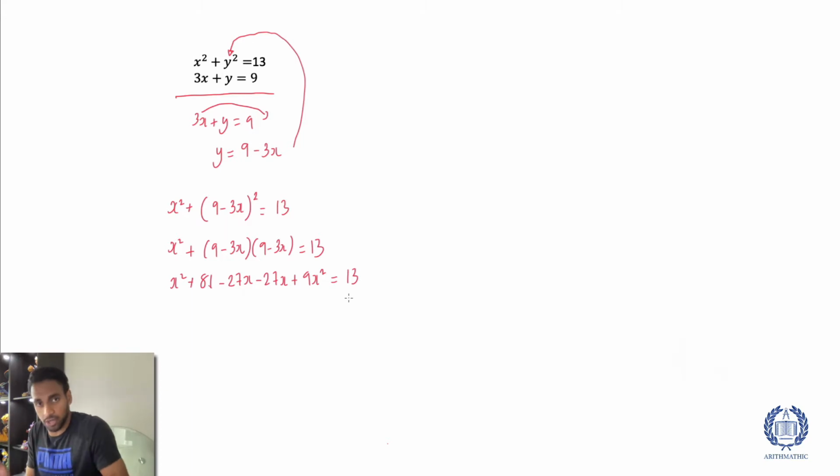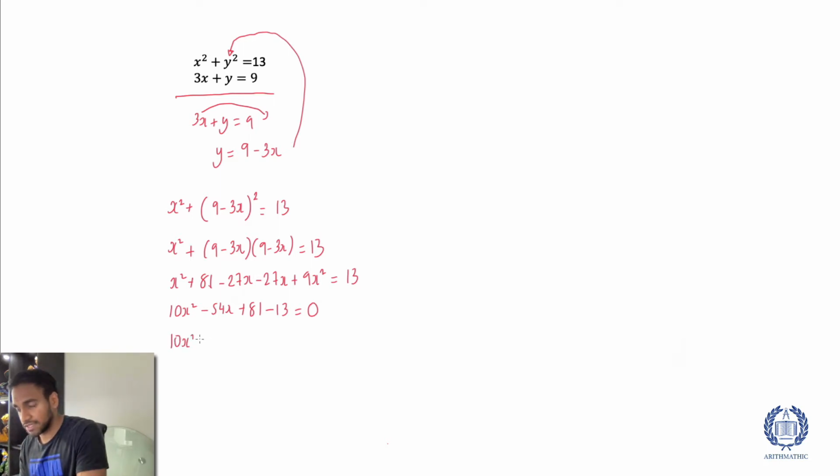Expanding brackets, you should know by now if you're at this stage. So if we simplify this, x squared plus 9x squared is 10x squared. And then minus 27x minus 27x is minus 54x, plus 81. But remember, you see that 13 on the right hand side? We're going to move it to the left hand side because I want the quadratic all on one side. So minus 13 if you move 13 to the left. So now we have 10x squared minus 54x, and then 81 minus 13 is 68, equals 0.